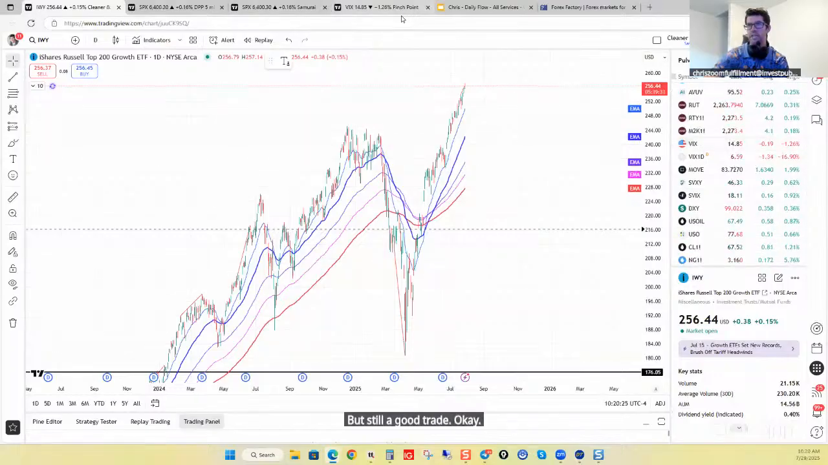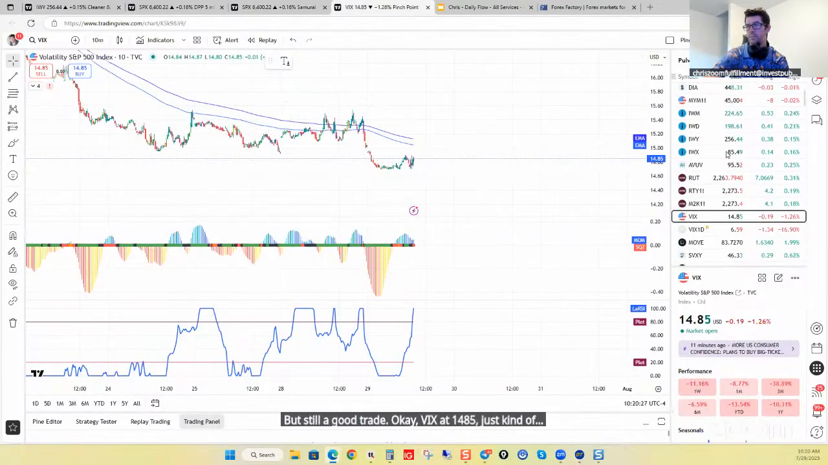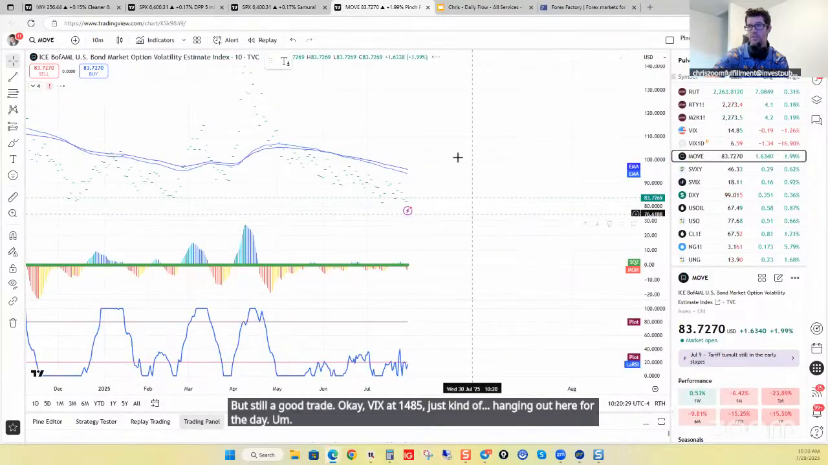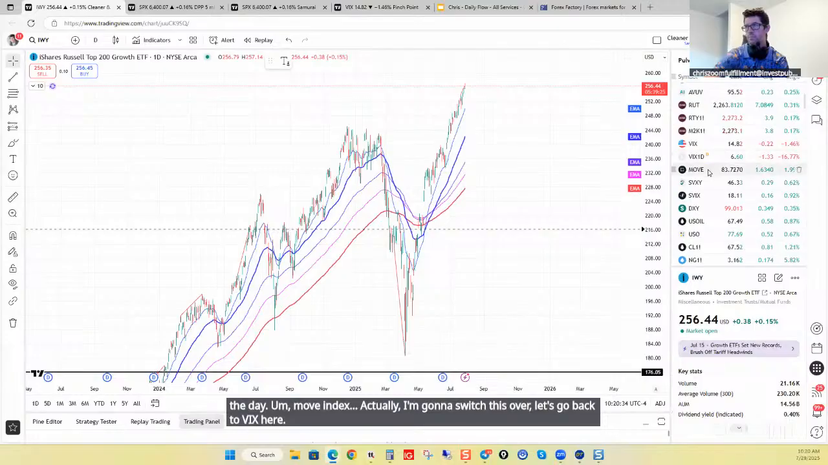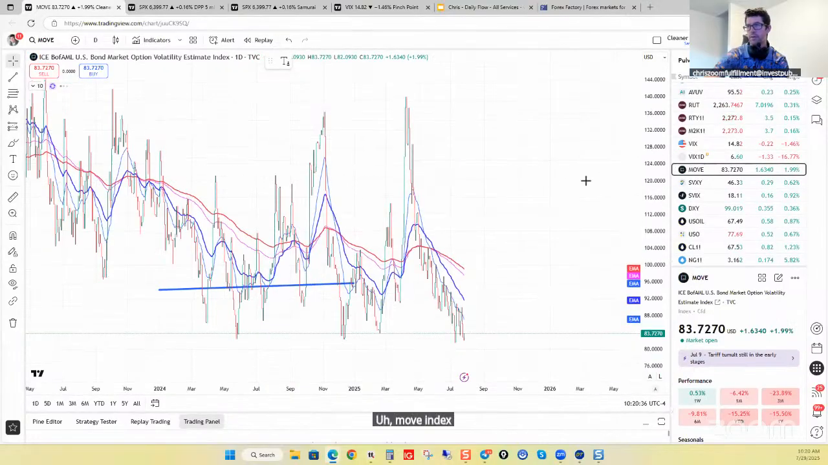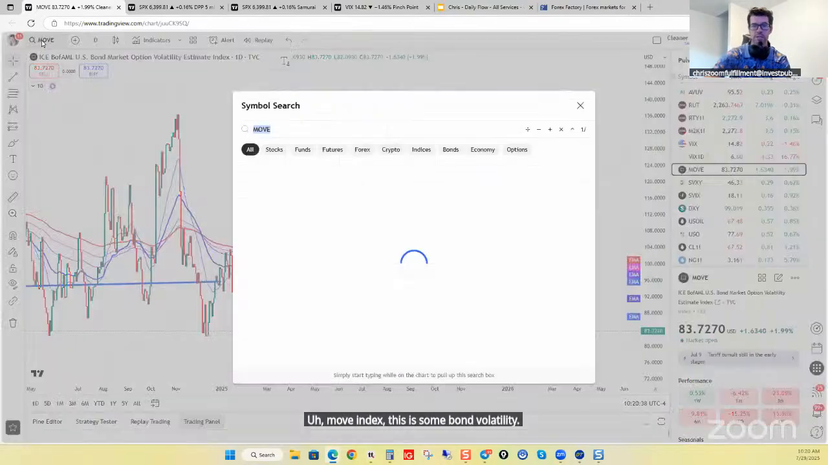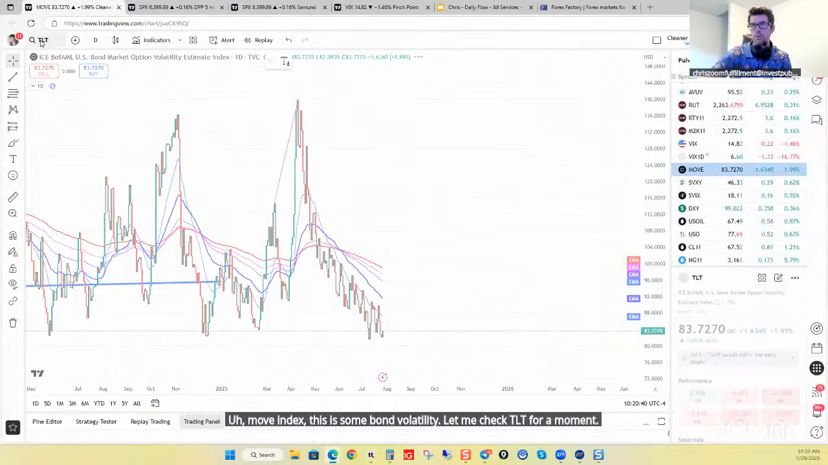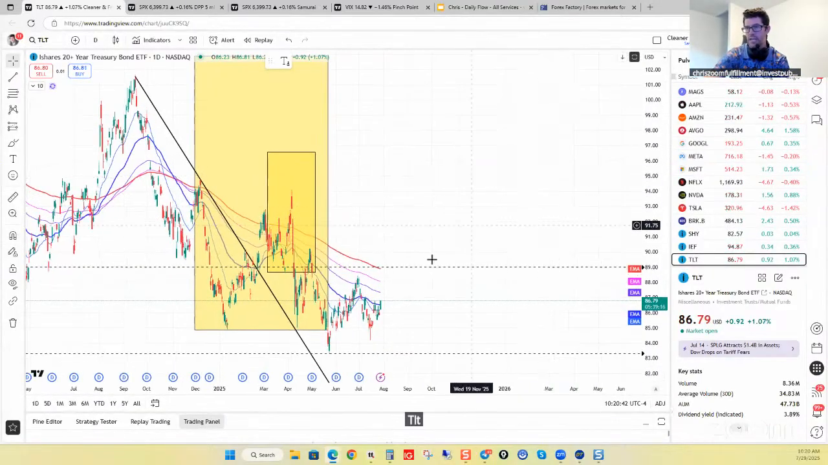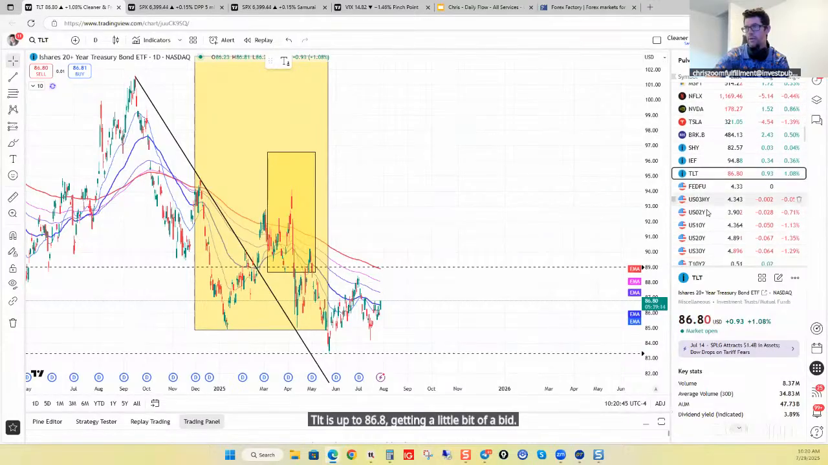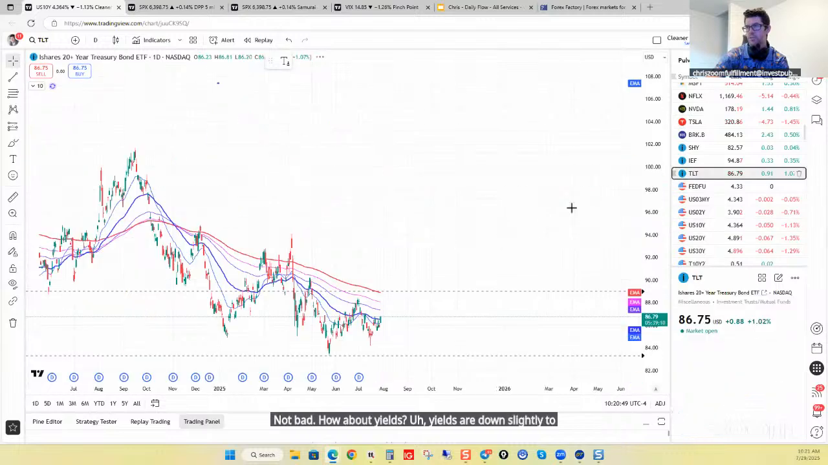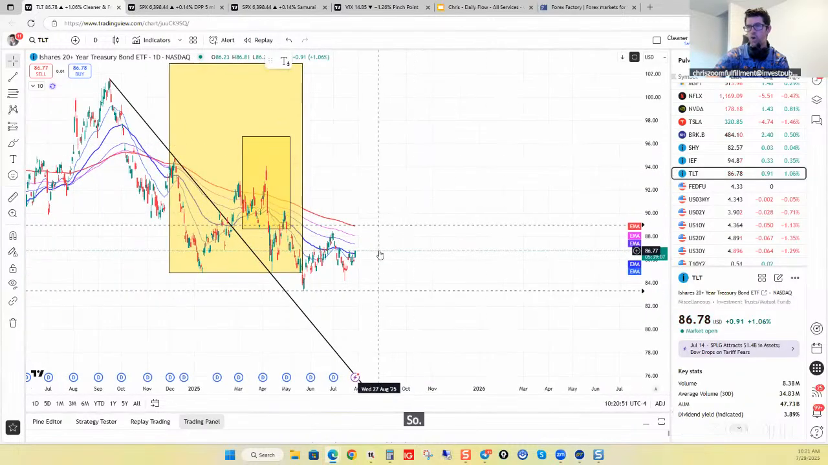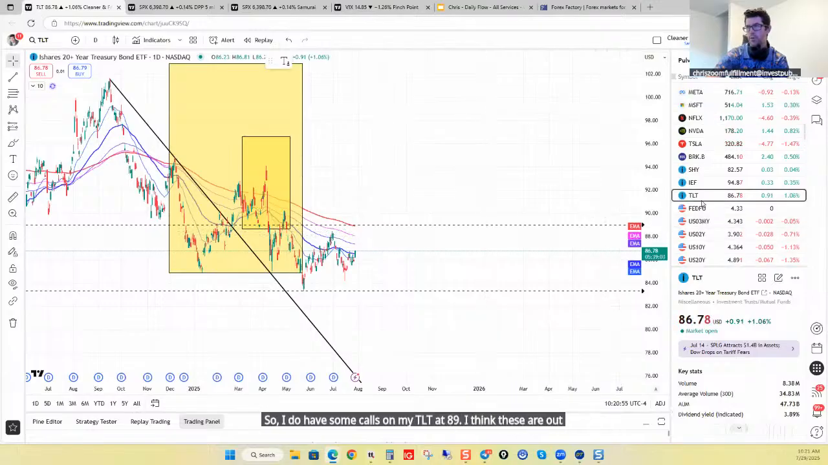Okay, VIX at 14.85, just kind of hanging out here for the day. Move index. Actually, I'll switch this over. Let's go back to VIX here. Move index, this is some bond volatility. Let me check TLT for a moment. TLT is up to 86.8, getting a little bit of a bid. Not bad. How about yields? Yields are down slightly to 4.36. So I do have some calls on my TLT at 89. I think these are out to August or September.